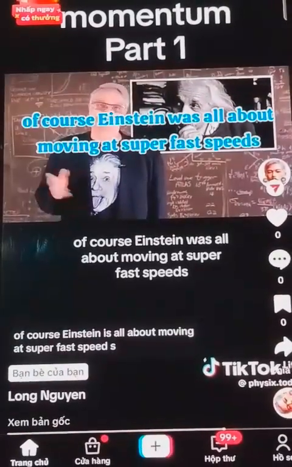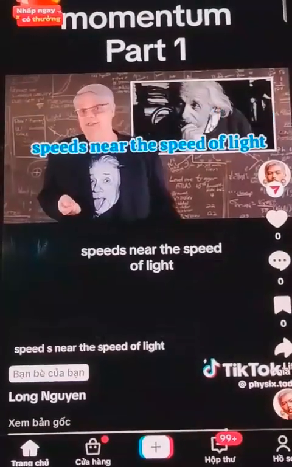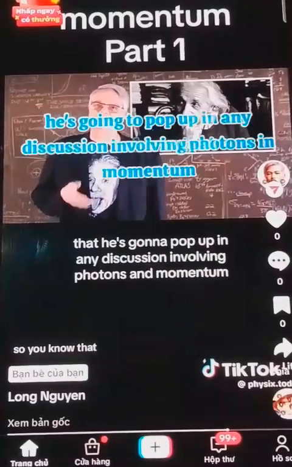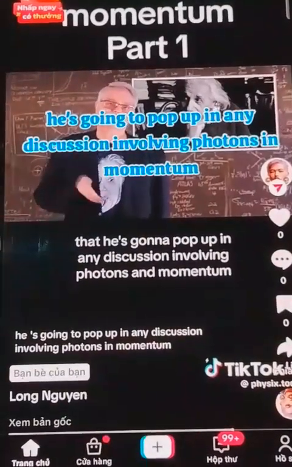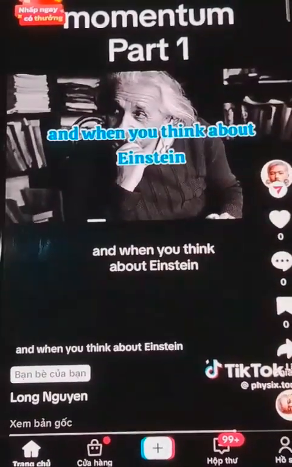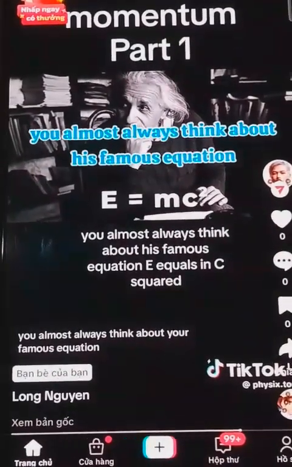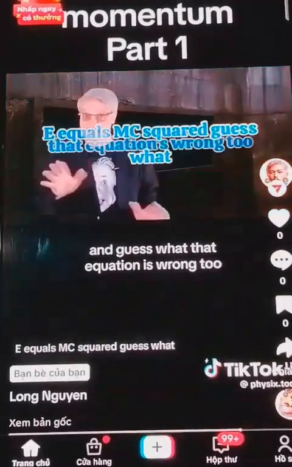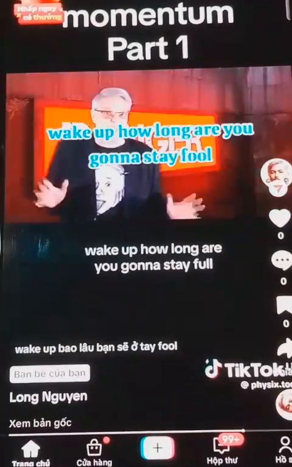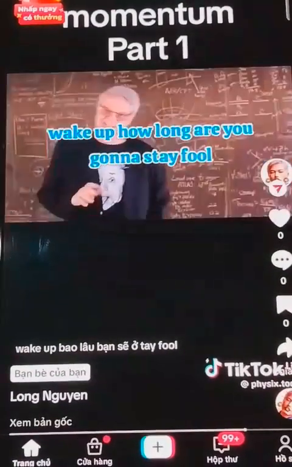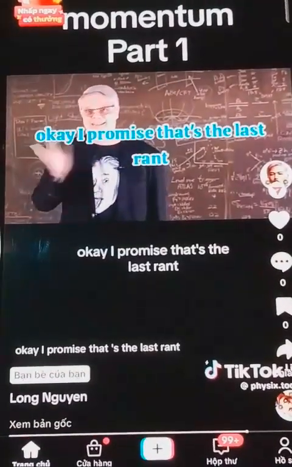Now comes the next surprise, and that surprise involves Einstein. Of course, Einstein was all about moving at super fast speeds near the speed of light, so you know that he's going to pop up in any discussion involving photons and momentum. And when you think about Einstein, you almost always think about his famous equation, E equals mc squared. And guess what? That equation's wrong too. Come on, sheeple, wake up! How long are you going to stay fooled? Okay, I promise, that's the last rant.